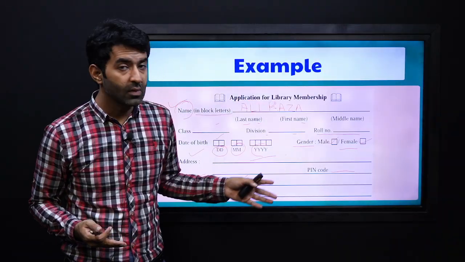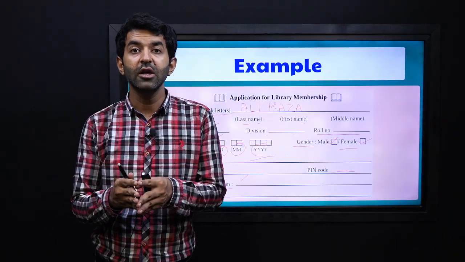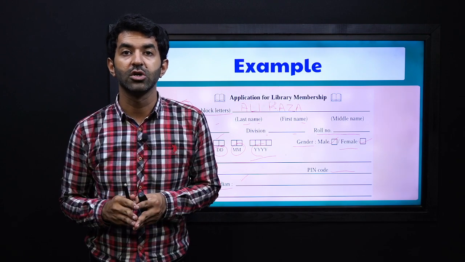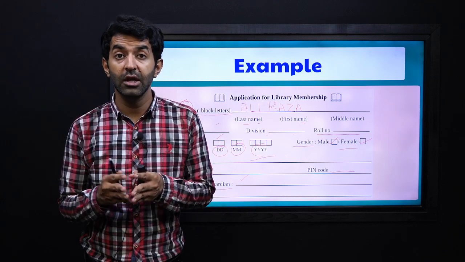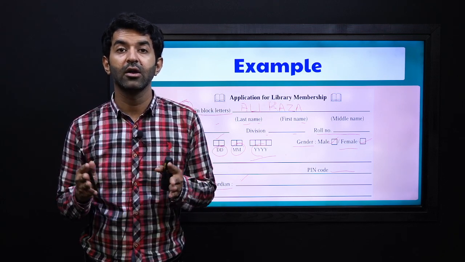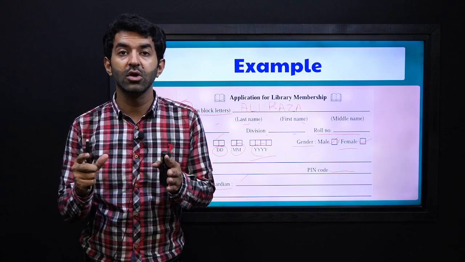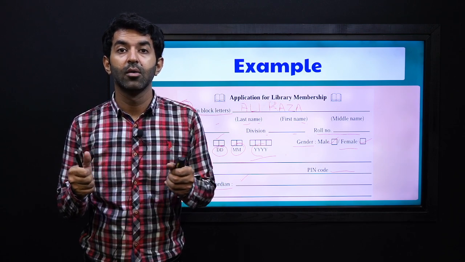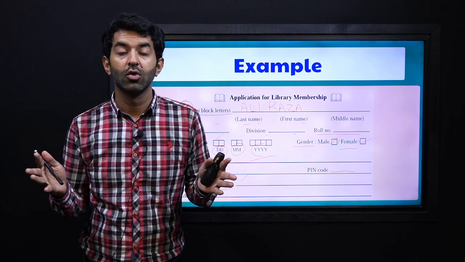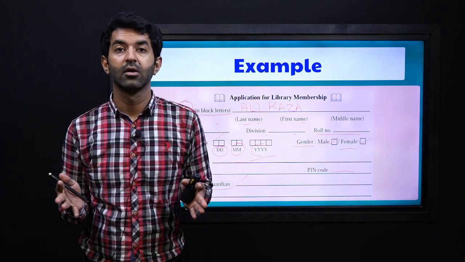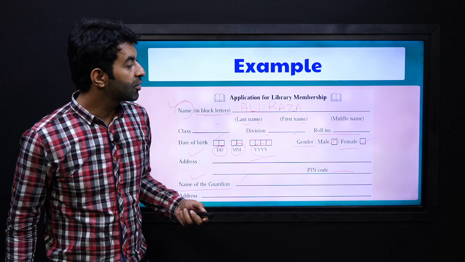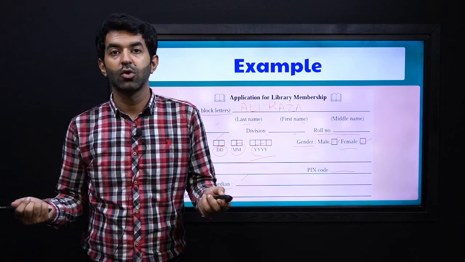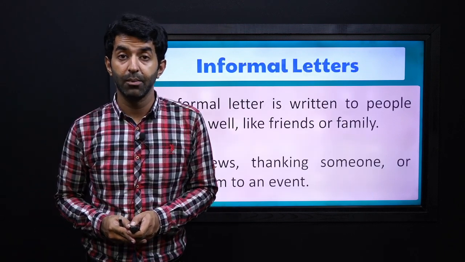Now, if there is a space for pasting your picture, you can also paste your picture on the form, even if only it is required, and it has to be a smaller picture with official and blue background and not your casual and informal pictures. So by filling out this form and submitting it, then you can apply for your library membership.